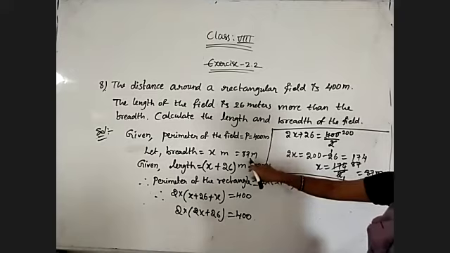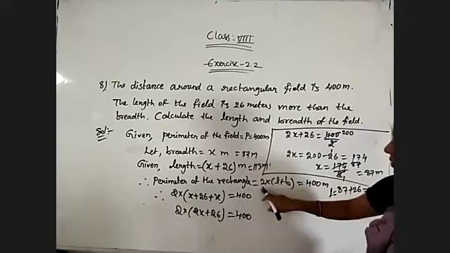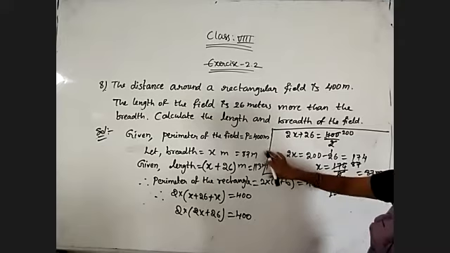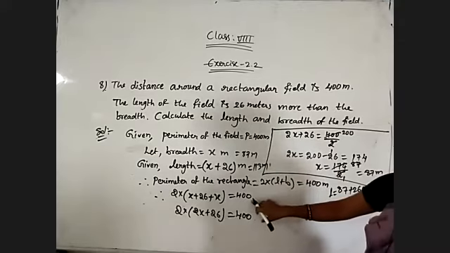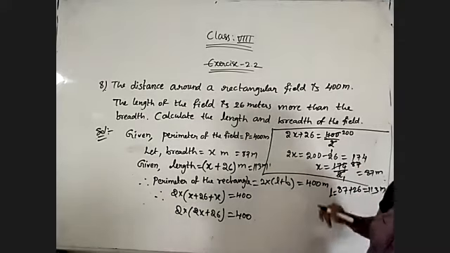113 plus 7, 120. 120 plus 80, 200. 200 into 2, twice of the L plus B, sum of these two. 200 into 2, 400. So whatever answer we got, that is correct.